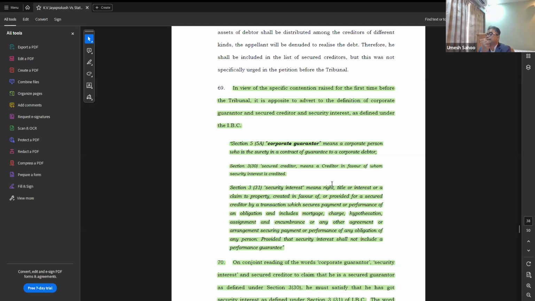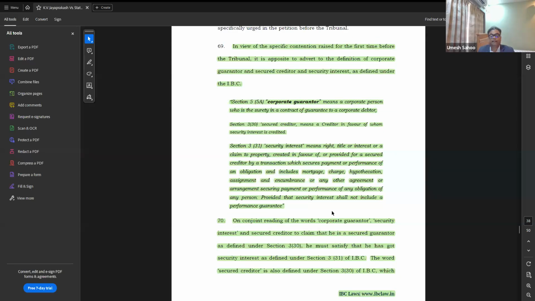So to analyze this case, it is a very interesting case. First of all, we all know the definitions of corporate guarantor, all my learned friends know very well. And security interest, that also means right, title or interest or claim to property created in favor of or provided for a secured creditor by a transaction which secures payment or performance of obligations, such as mortgage, charge, hypothecation.